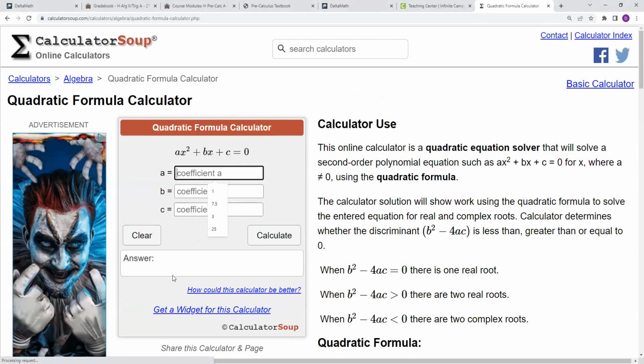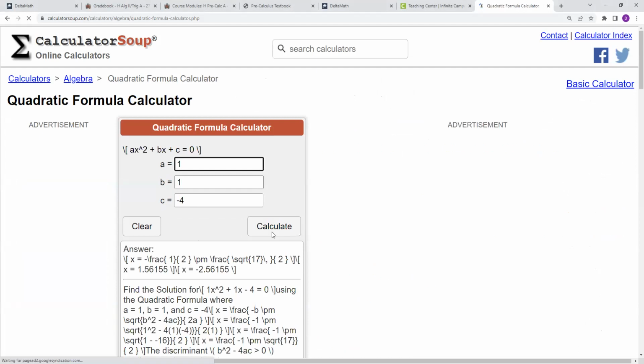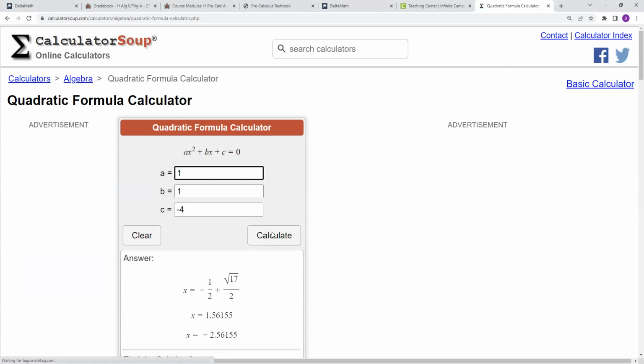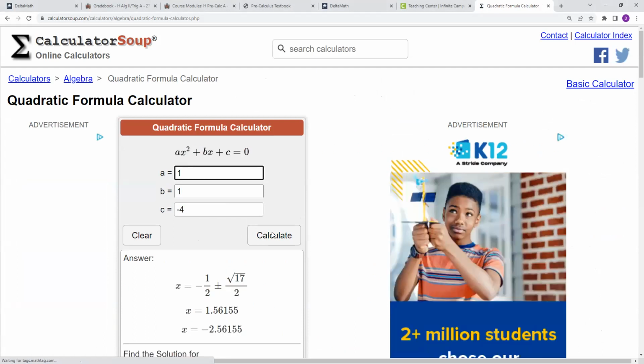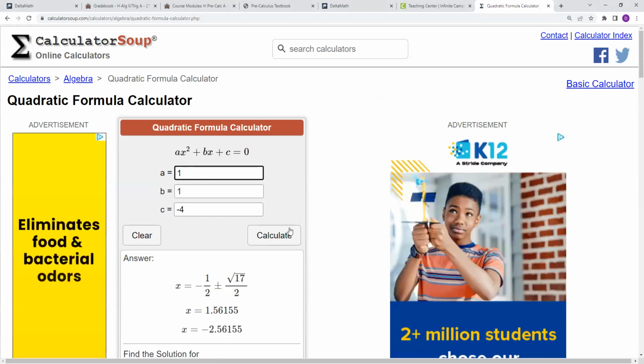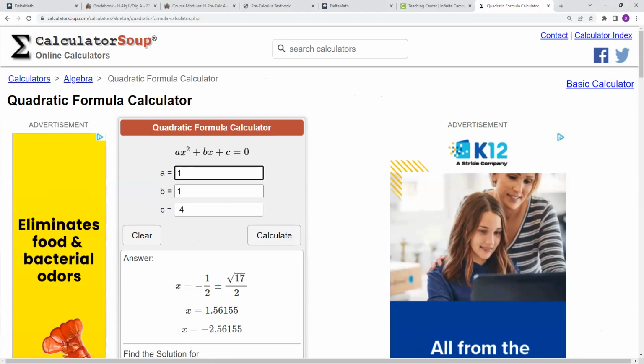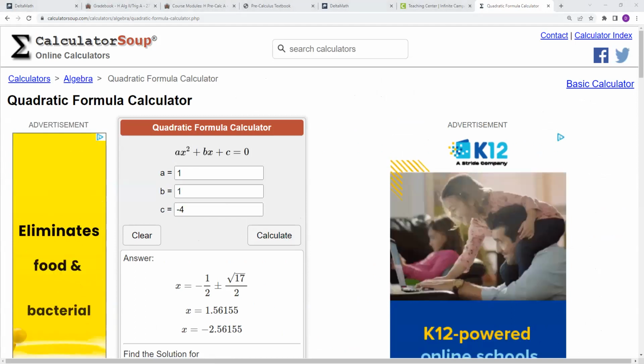So you plug in the 1 for A, the 1 for B, and the negative 4 for C. You calculate that, and you get negative 1/2 plus or minus radical 17/2. Right? This is your answer here.